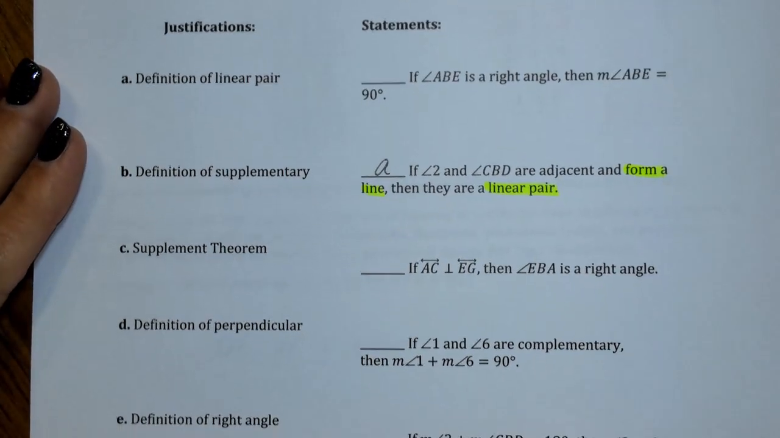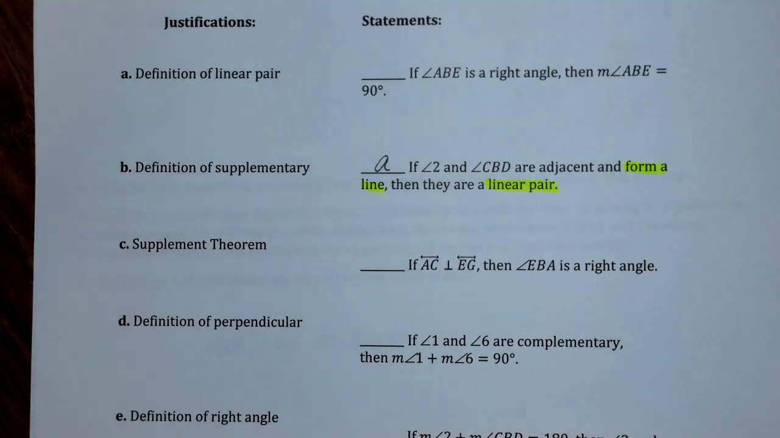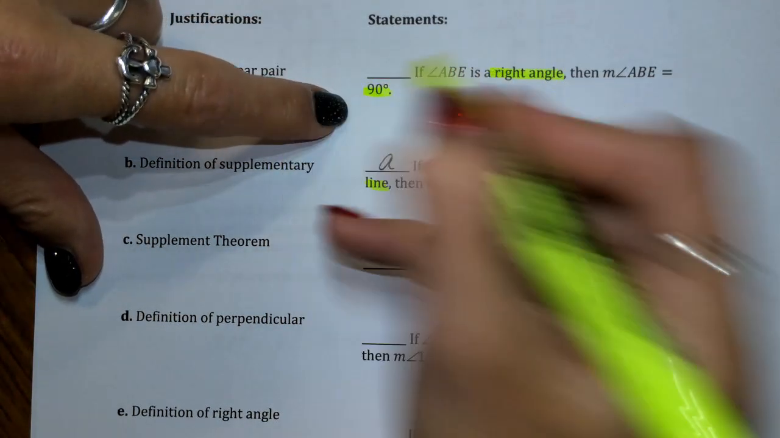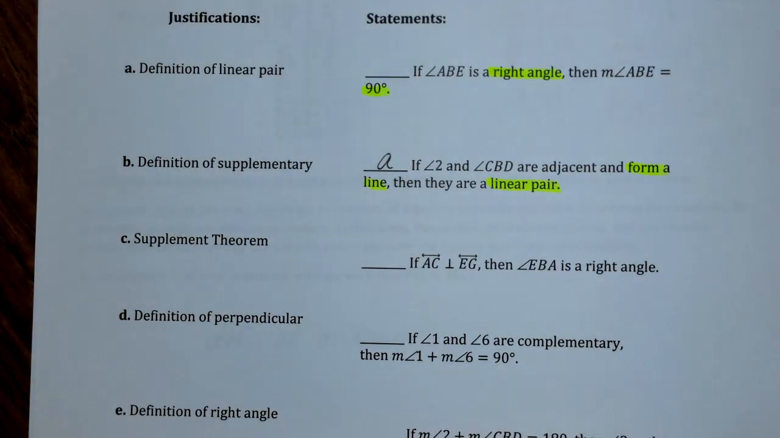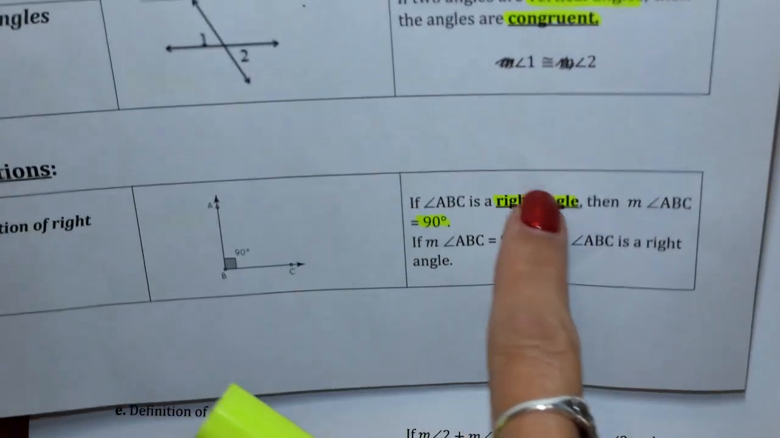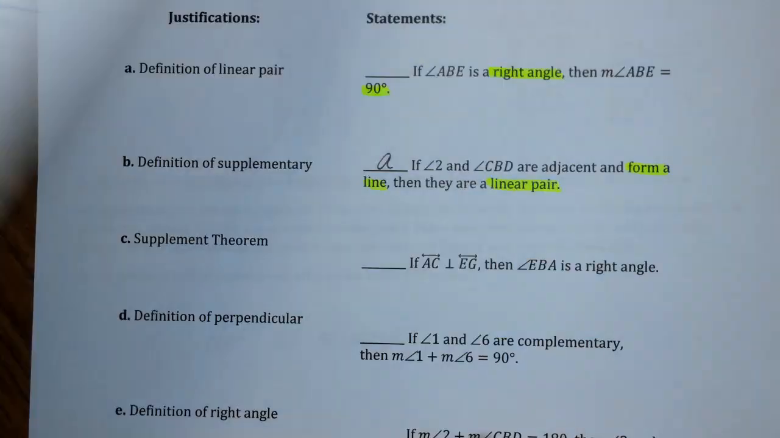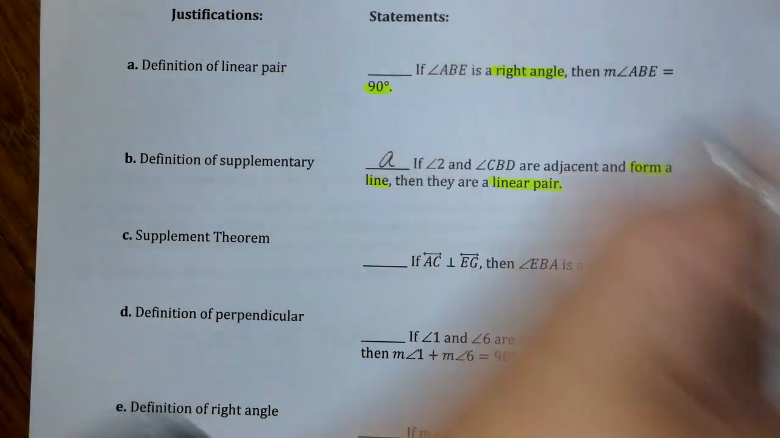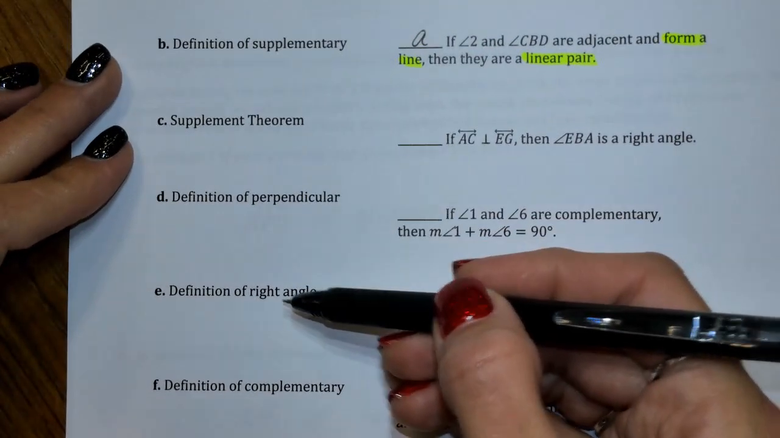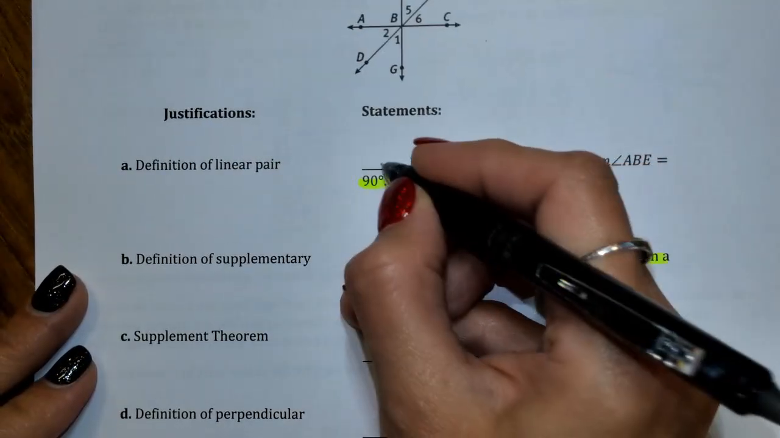So again, we're going to go through and look at the important words in the hypothesis and the conclusion. The first one, if an angle is a right angle, then its measure is 90 degrees. We look through and find, where do we have right angle? Nope, doesn't have 90. Right angle, right angle, 90 degrees. Right angle, 90 degrees. So we have definition of a right angle. We look through here and we find definition of right angle at letter E.